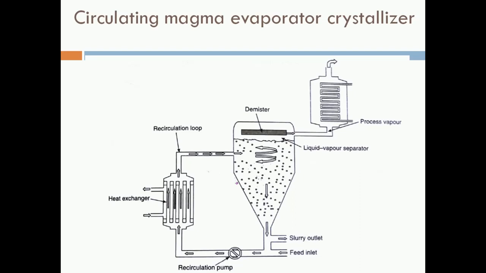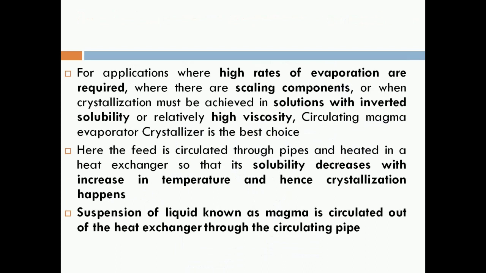And there is a demister system there, so that is to nullify the losses in the system. The vapors are collected, and through the side system, as you can see, the vapors are sent out to the exhaust. Okay, so that is how this circulating magma type of system works. In case of inverted solubility, as we have seen, this plays a very important role. The suspension of liquid known as magma, whatever we saw, is circulating out of the heat exchanger throughout the circulation pipe. That is why the name circulating magma type of system is given to this particular type of evaporator system.